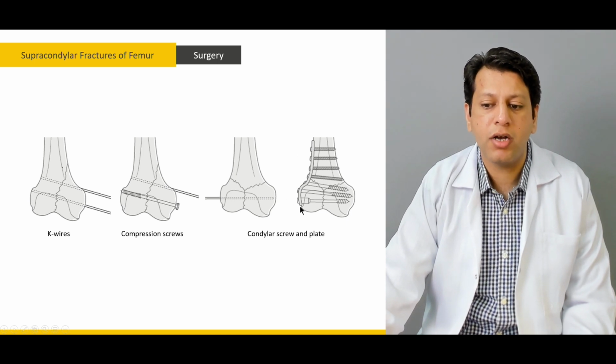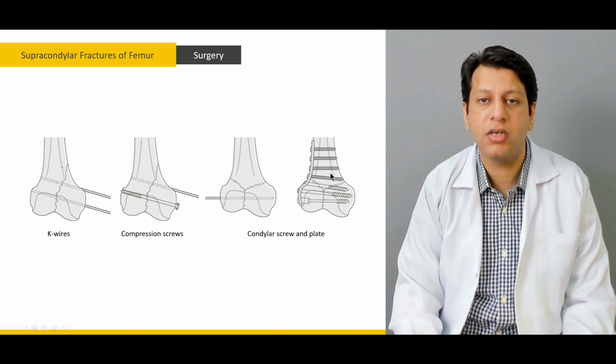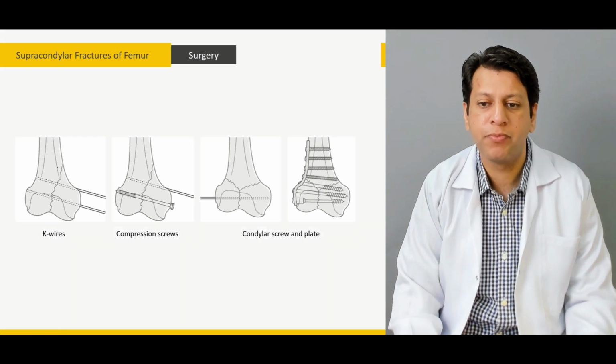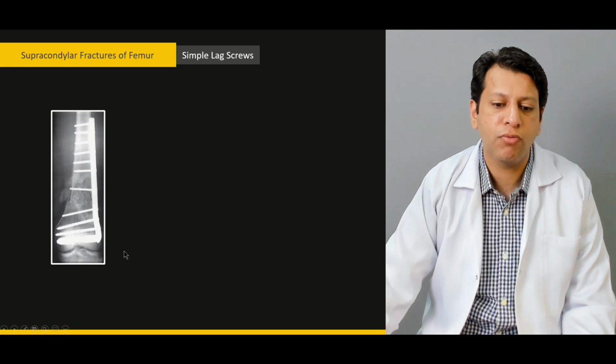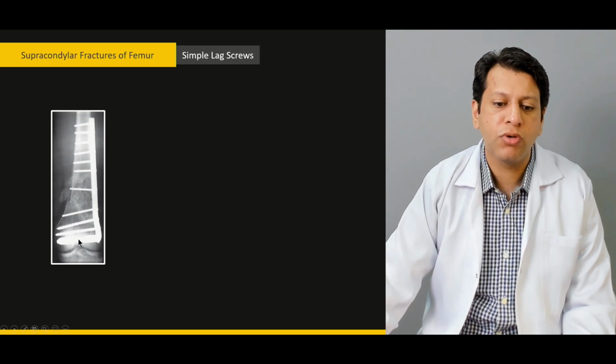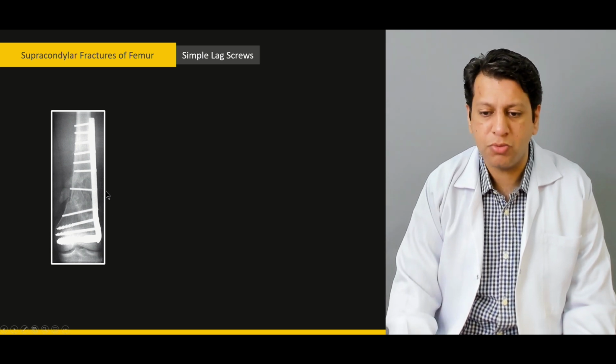The screw is passed at 90 degrees, and there is a plate which is attached to this condylar screw, which is called a dynamic condylar screw, or DCS, which is an option as well. Nowadays we have moved from DCS, which you can see over here. The condylar screw is going through the condyles, and there is a plate applying lag screws as well as screws through the plate.